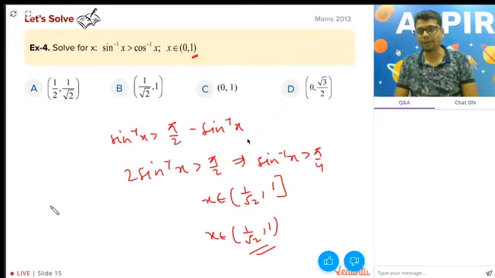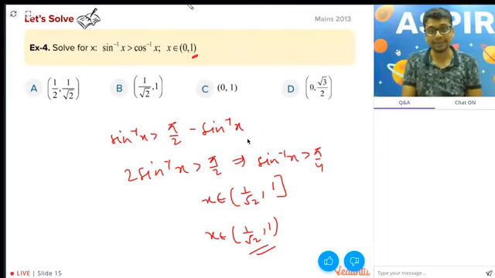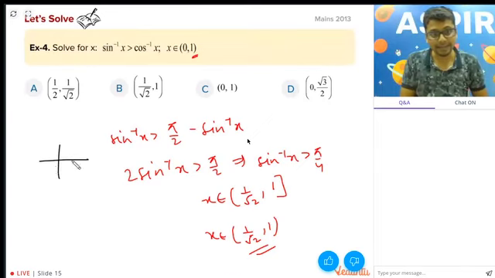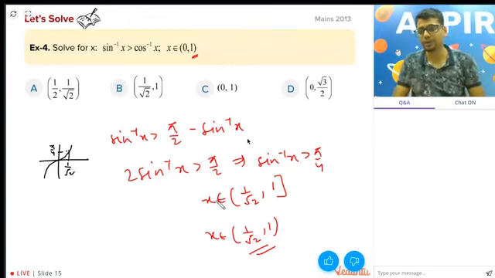How 1 by root 2? Hey, sine inverse x is increasing, right? Everyone, please pay attention here. Again, sine inverse x is what? Something like this, right? So sine inverse x is increasing. So for sine inverse x to be greater than pi by 4, that means x should be greater than 1 by root 2. Is it not? I hope it is clear.